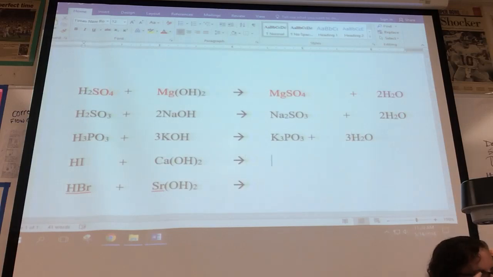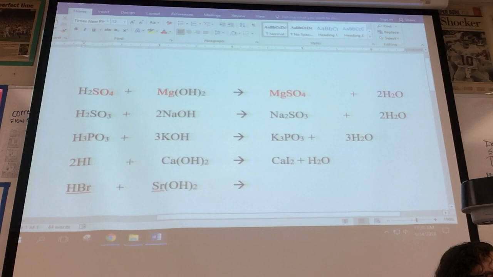What would be the products of hydroiodic acid and calcium hydroxide? Your salt is calcium iodide, correctly formula written. Your other product is always water. You need 2 I's on both sides, and then you have 4 H's on the left, a 2 here.